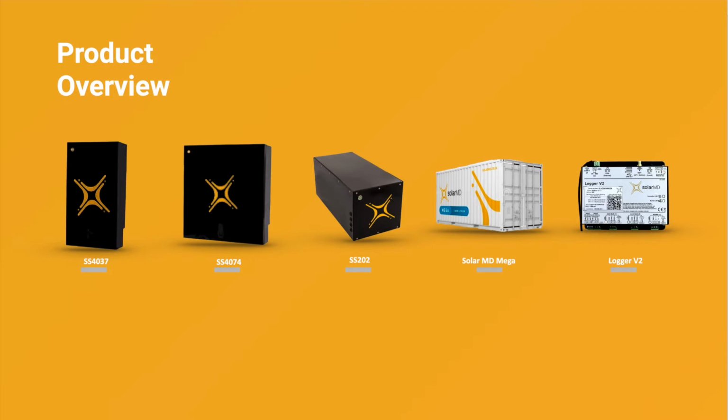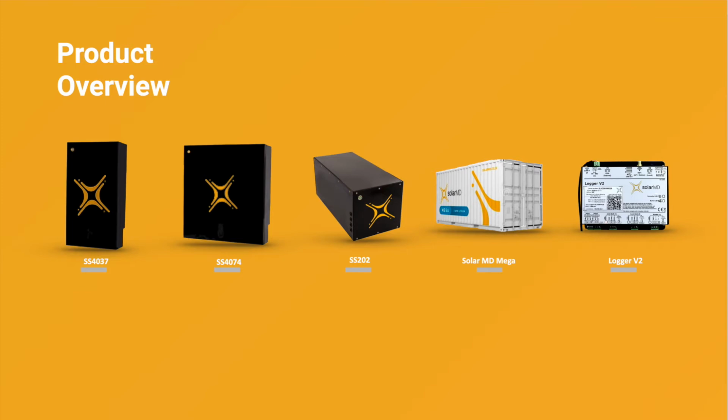Product overview. Our flagship residential offering includes our SS4037 and SS4074. The SS4037 is a 3.7 kilowatt hour lithium phosphate wall-mounted battery, and the SS4074 is a 7.4 kilowatt hour lithium phosphate battery.